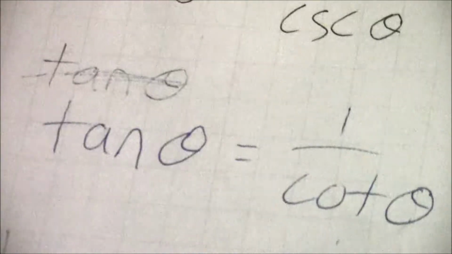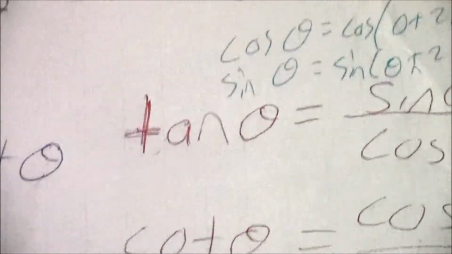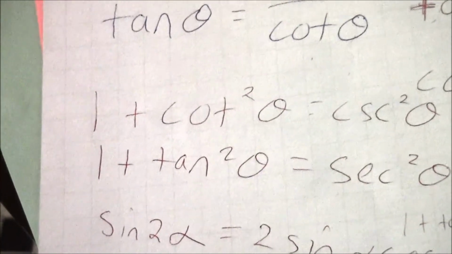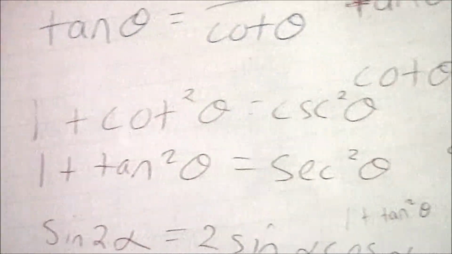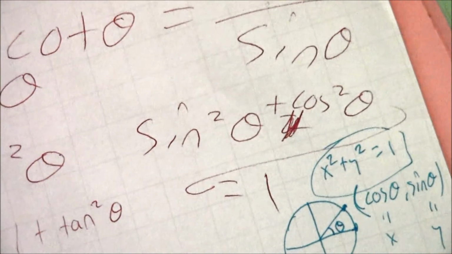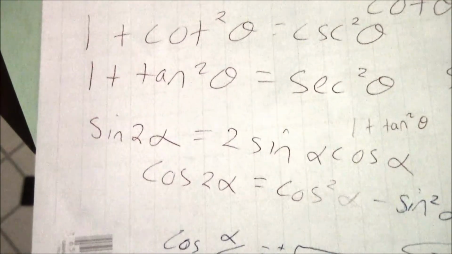Tangent theta is equal to 1 over cotangent. Tan is equal to sine over cosine. So when you say 1 over cotangent and sine over cosine, you're pretty much saying tangent. Alright, so we have these fun ones: 1 plus cotangent squared equals cosecant squared, and 1 plus tangent squared equals secant squared. Just look at it. And then look at this right here. This is amazing: sine plus cosine, both squared, is equal to 1 plus 2 sine cosine. Amazing.